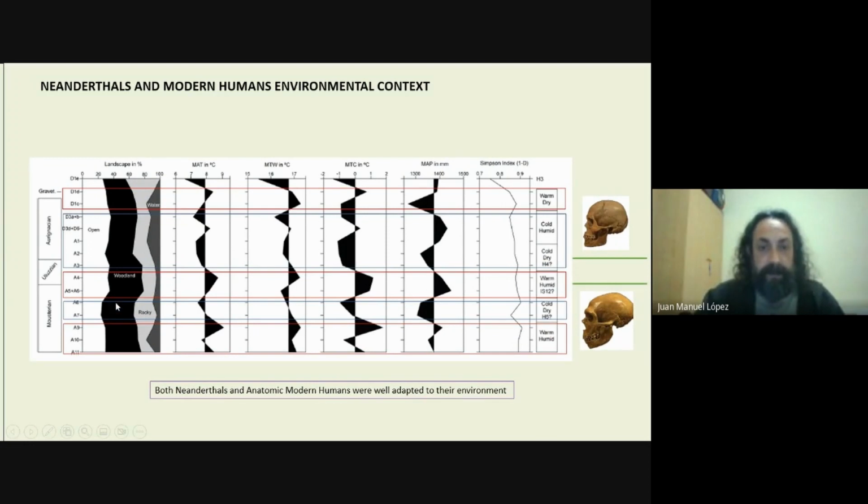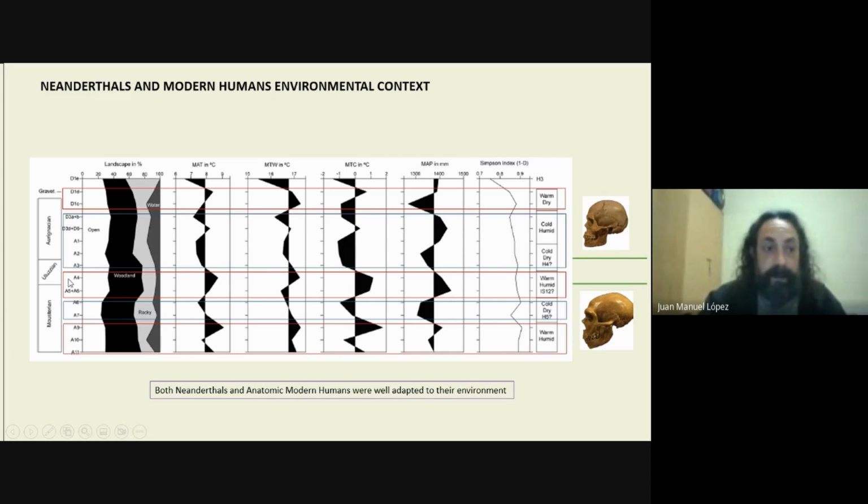This is the figure with the sequence, the calculation of landscape, temperatures and precipitations, and the diversity of small mammals. And we can see here, for example, the evolution of landscape, the evolution of temperatures, and there are fluctuations. I put here in red the warm periods and in blue the cold.